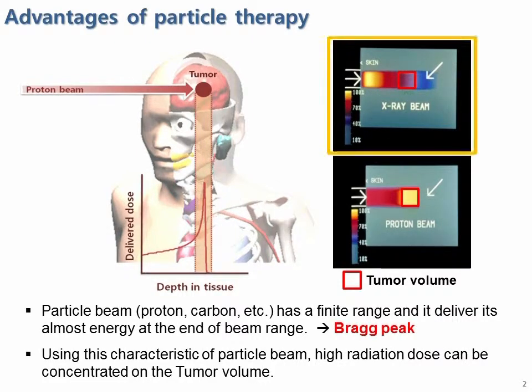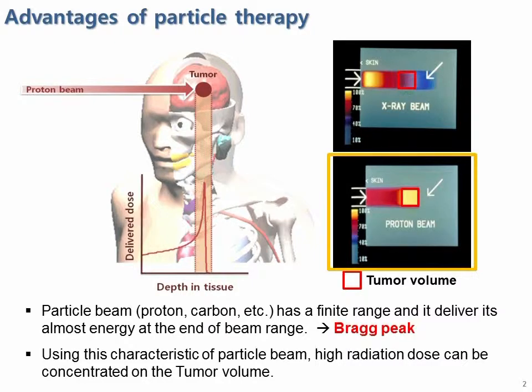The particle beam has finite beam range in medium, and it delivers almost all of its energy at the end of the beam range. Using this characteristic, the dose of a particle beam can be highly concentrated on the treatment site. If we suppose to treat the site marked with box using the conventional radiotherapy technique involving LINAC X-rays, the high dose is delivered to the proximal side of the treatment volume, and there is also significant exit dose.